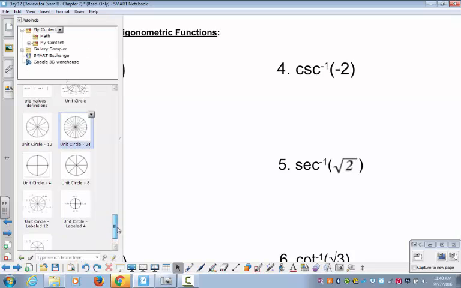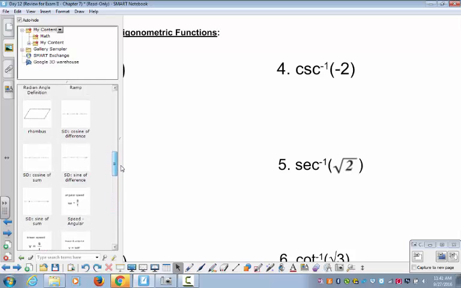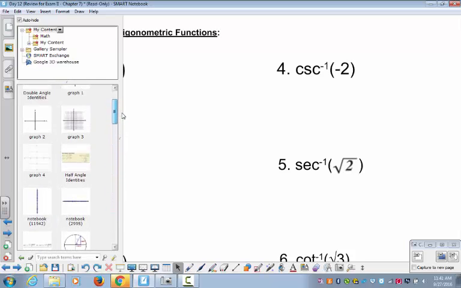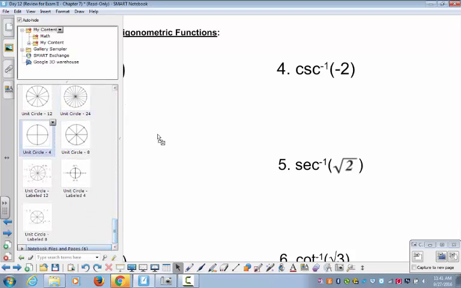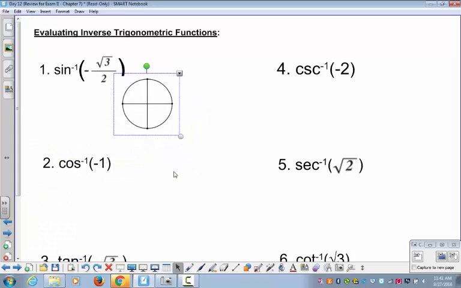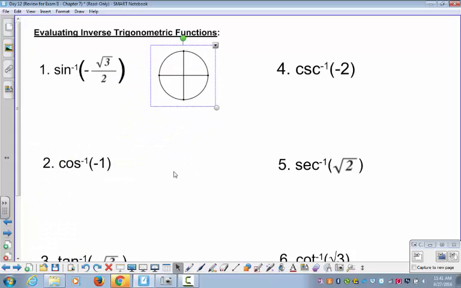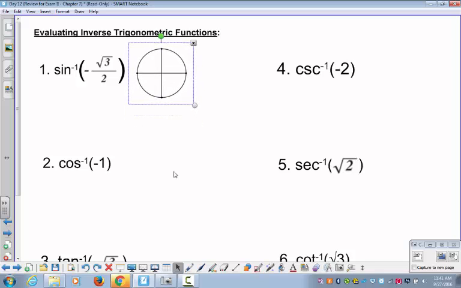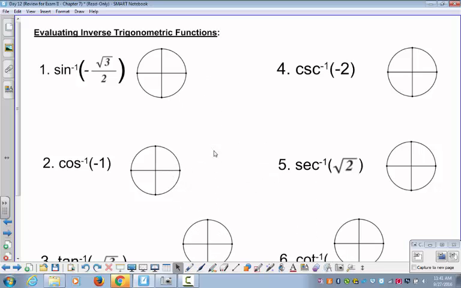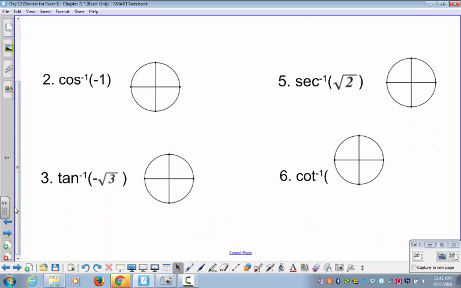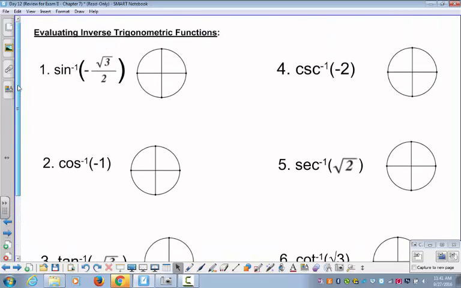And let's see, do I have a summary? I can't remember if I added that into the gallery or not. I don't think I did. All right, so we have to remember what quadrant, or quadrants I should say, because there's going to be 2 quadrants for each. And when we look at our first one up there, inverse sine, which quadrants, which part of the circle?